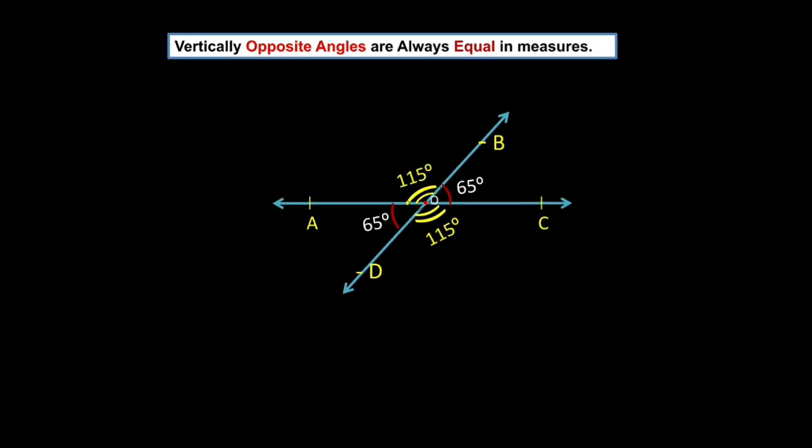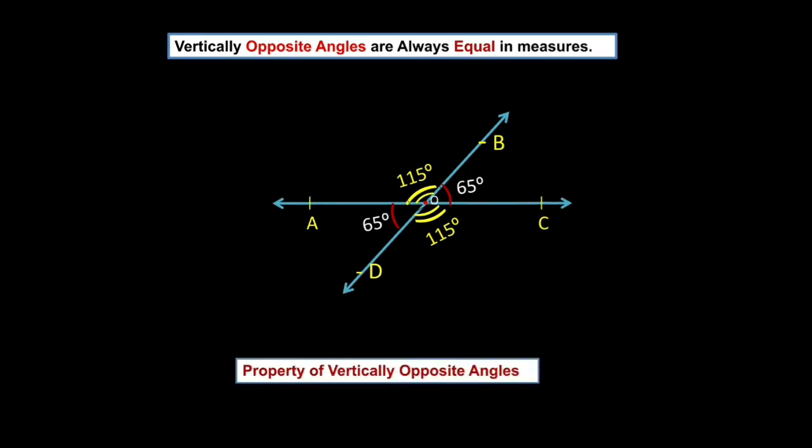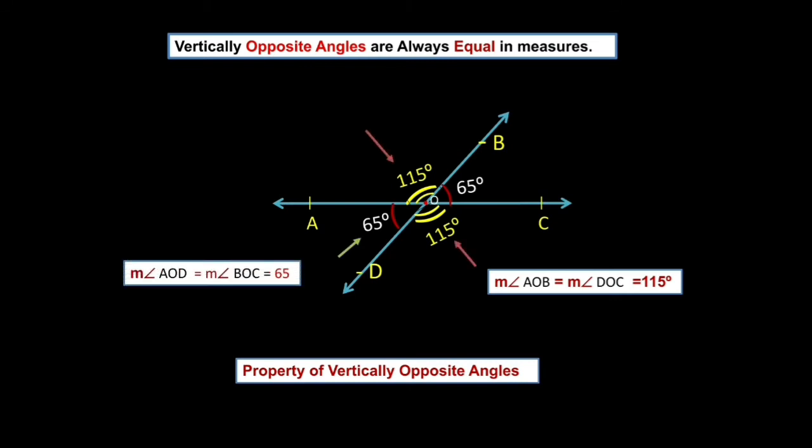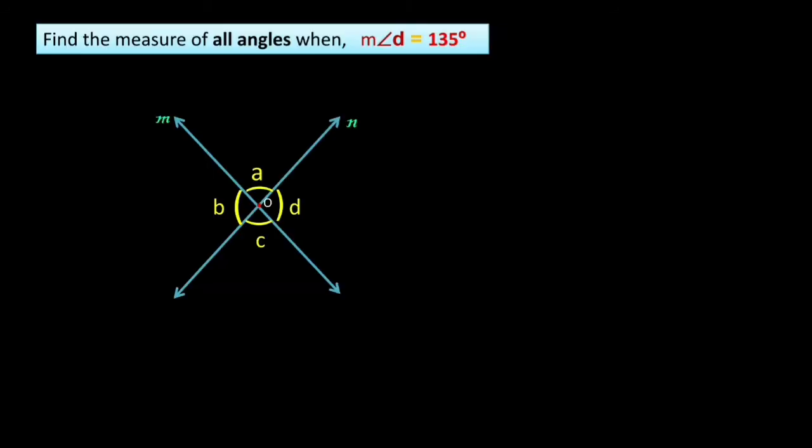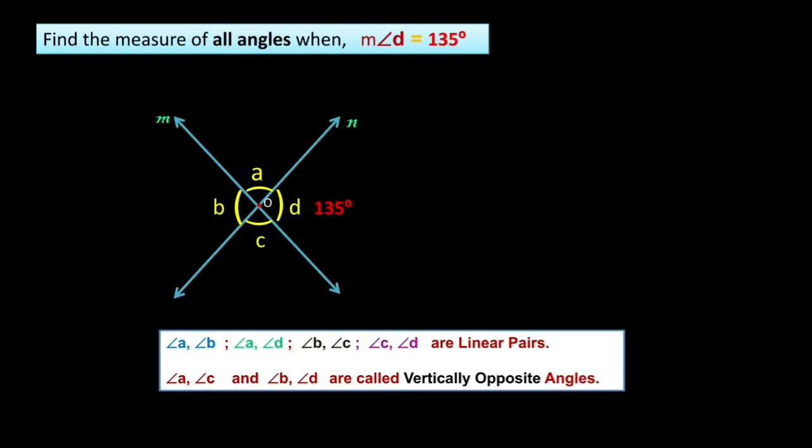Students, I am sure you must have understood the property of vertically opposite angles. Let us use this property of vertically opposite angles to solve the problems. Students, are you ready? You can also solve with me. Let us find the measure of all angles when measure angle D is equal to 135 degrees. Angle D is equal to 135 degrees is given to us. So, let us mark angle D as 135 degrees. Angle D and angle B are vertically opposite angles? Yes. So, angle B is also 135 degrees.